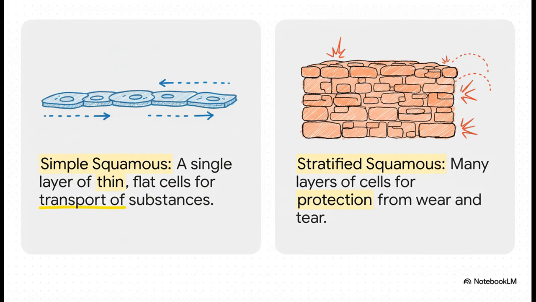But then look at the other side, the stratified squamous. It's literally layers upon layers of cells, stacked like a brick wall. This is not built for speed. It's built for toughness. It's for protection in places that take a beating, like your skin.